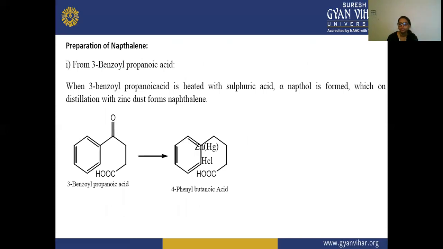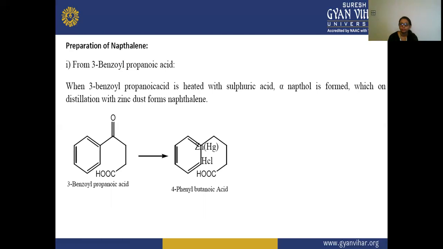Now, the preparation of naphthalene. From 3-benzoyl propanoic acid: when 3-benzoyl propanoic acid is heated with sulfuric acid, alpha naphthol is formed, which on distillation with zinc amalgam or zinc dust forms naphthalene.